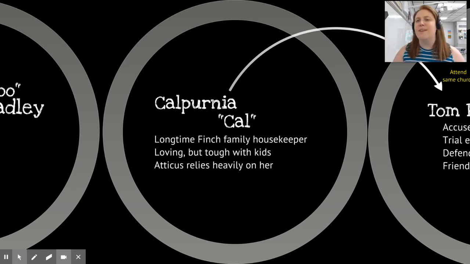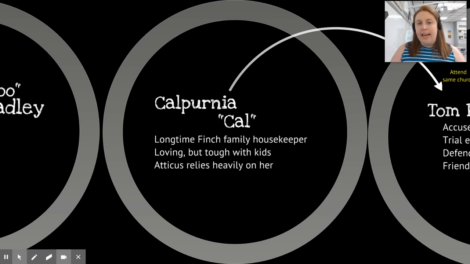Now, Jim loves her. Scout, not so much. Scout, what did we say? She's that very tough, rough character, and Cal is very tough on her because typically Scout gets into a lot of trouble. So Calpurnia is very stern but loving with her, and Atticus really relies heavily on her to help raise the kids and keep up with the house.